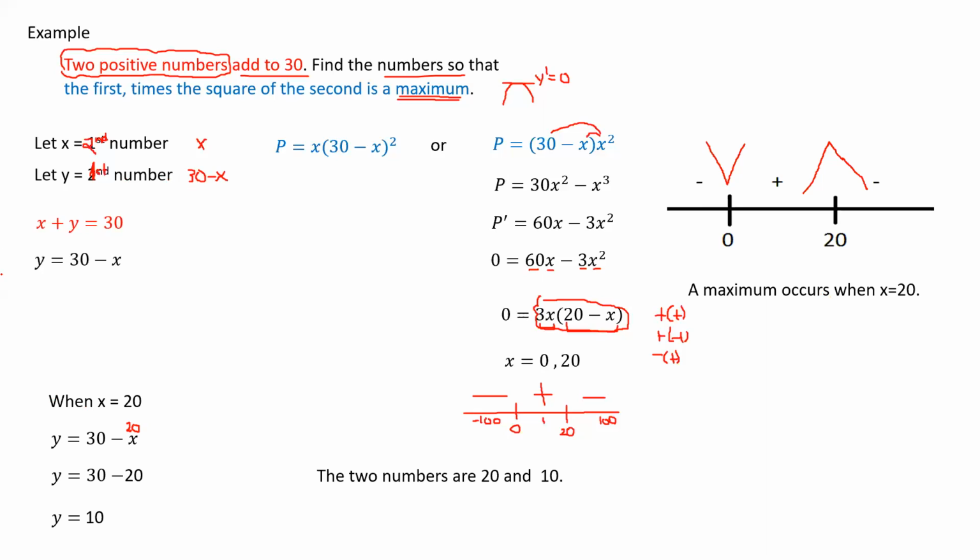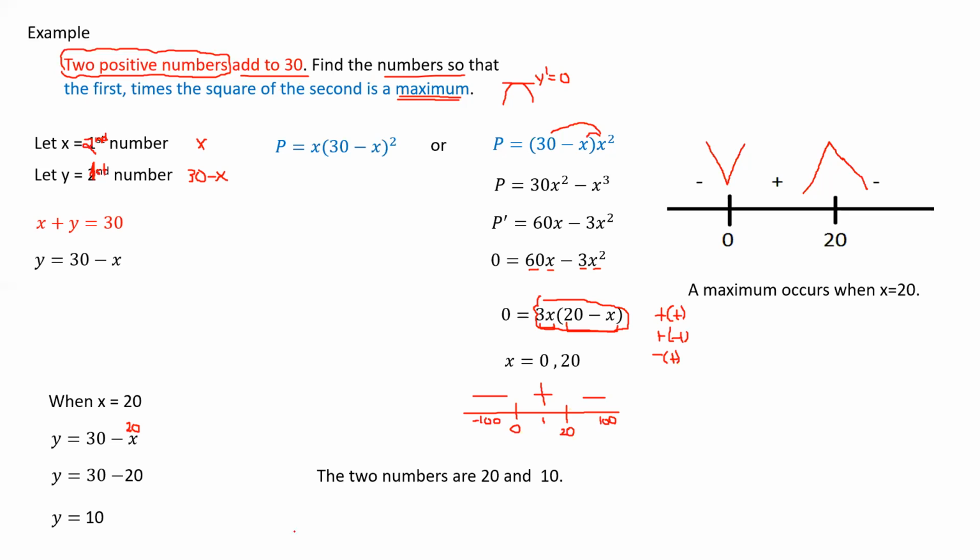Oh, and check that positive. They're both positive. So there, we've sorted that out. And again, you don't really have to worry about that till the end. So the two positive numbers adding to 30, dealt with that. And when you multiply the first one by the square of the second, that's when you get a maximum.